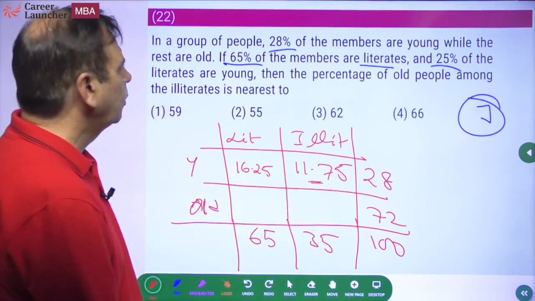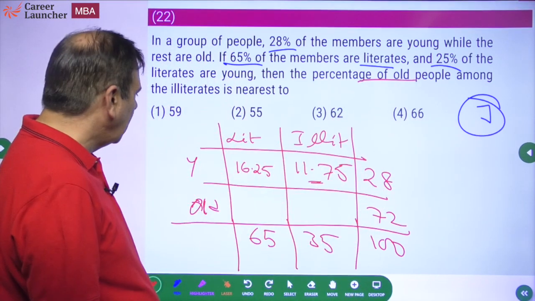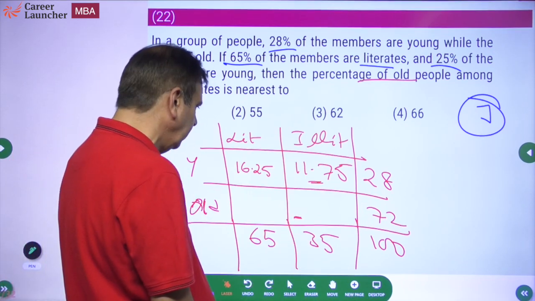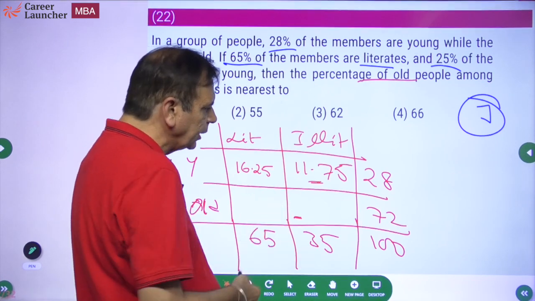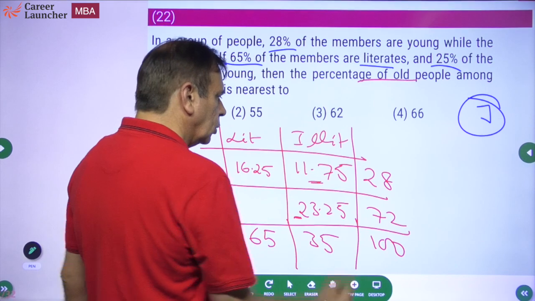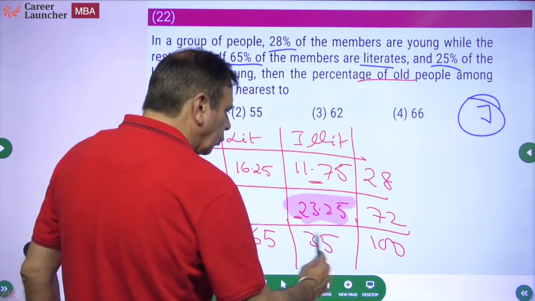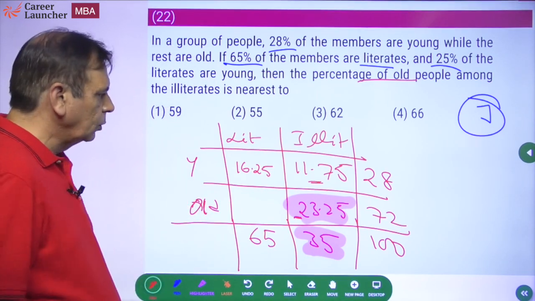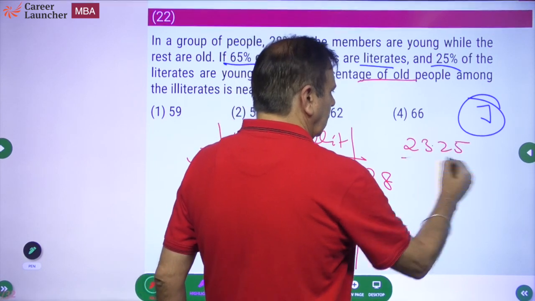Okay, what are we supposed to find? Find the percentage of old people among the illiterates. Okay, percentage of old people. So what should be this percentage of old people? Out of 35, remove 11.75, 35 minus 12, 23, 23.25. So what are we supposed to find? We have to find 23.25 divided by 35 in percentage terms. Okay, so 23.25 on 35.